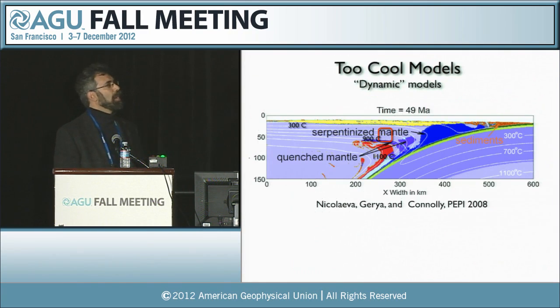There's also a set of so-called dynamic models, which allow subduction zones to form spontaneously. But in this particular one, same idea: nothing in this whole region is above 1,000 degrees. So this should not produce any melts at all.